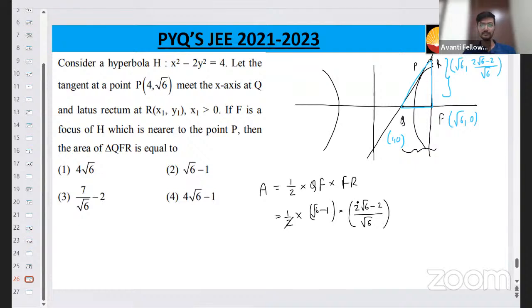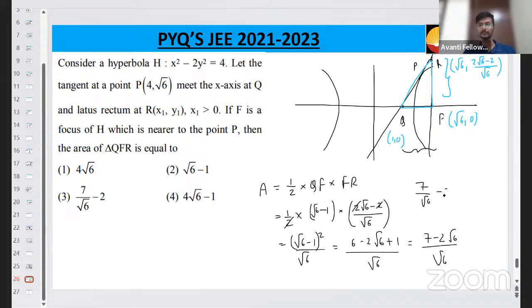So we can cancel out this 2. This will be root 6 minus 1, root 6 minus 1. So root 6 minus 1 the whole squared by root 6. So a squared minus 2ab plus b squared upon root 6. That means 7 minus 2 root 6 upon root 6. So our answer will be 7 by root 6 minus 2, which matches with option number 3. I hope it is clear.